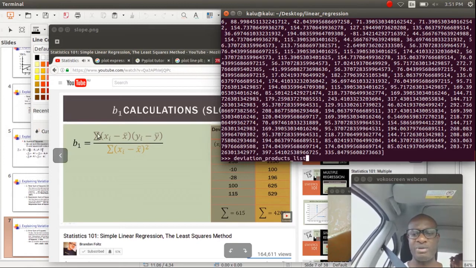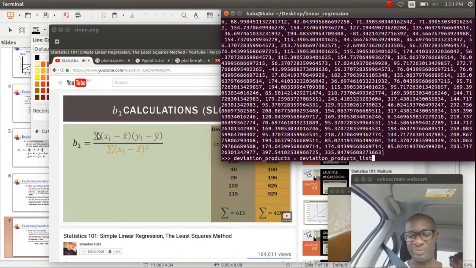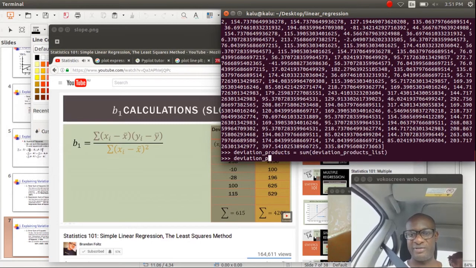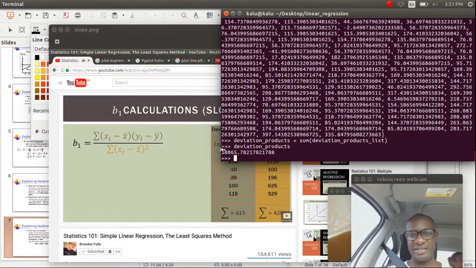But we want to get the sum of that. So that's really the deviation products. We want to get the sum of that. So let's say deviation products equals the sum of the deviation products list. Let's see deviation products. There it is. It is this number right here.